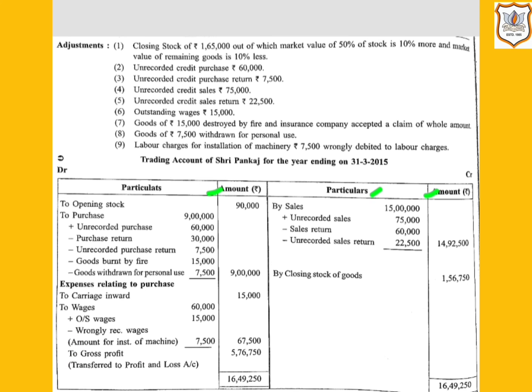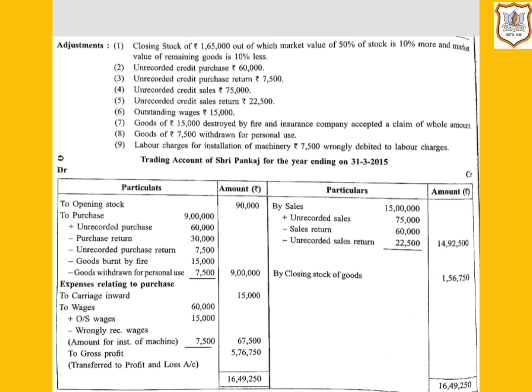Now let us see its second effect. As it is a capital expenditure which is wrongly debited to labor charges, in order to rectify it, we will deduct it from wages. So here our final amount of wages is 67,500. Now here we have given the effects of all the adjustments. Now it's time to close the accounts.